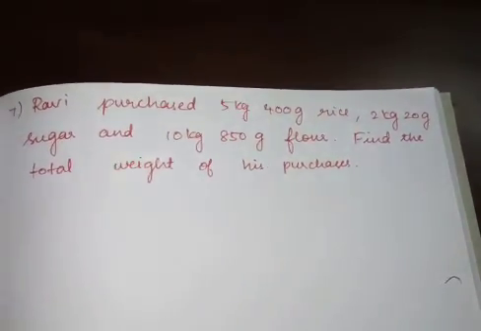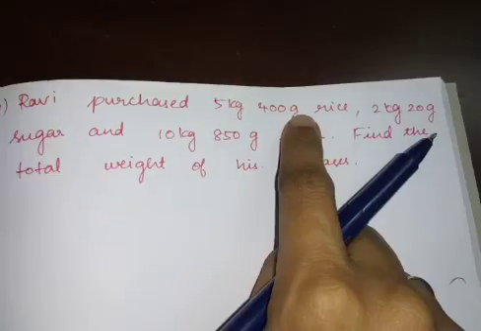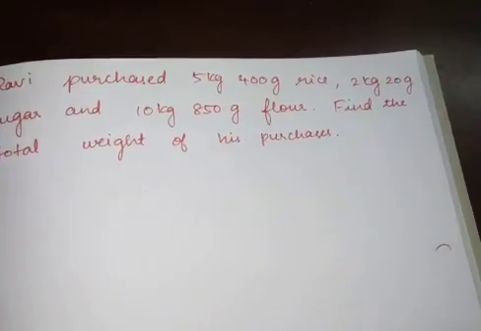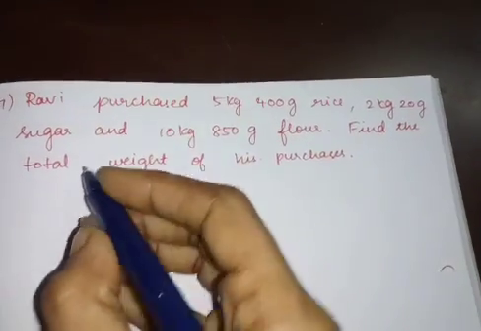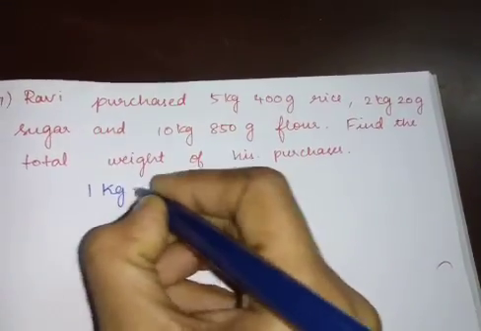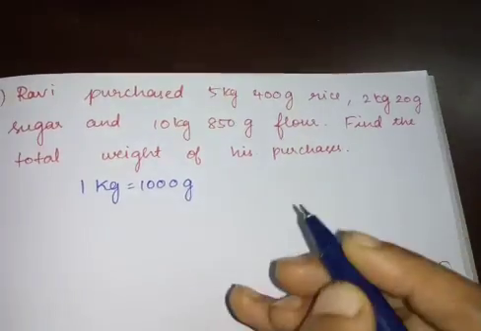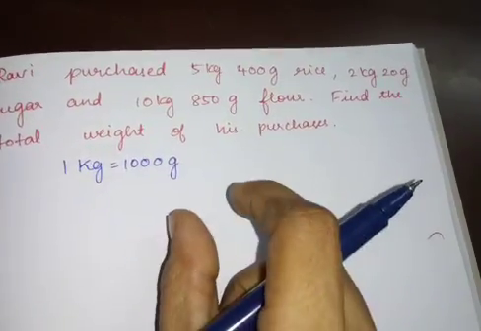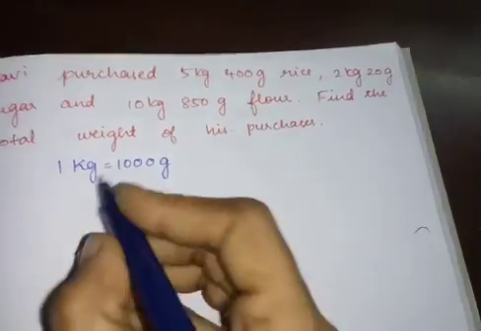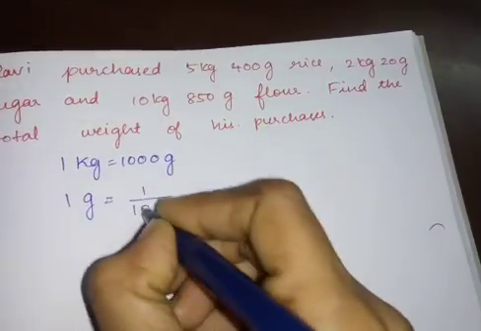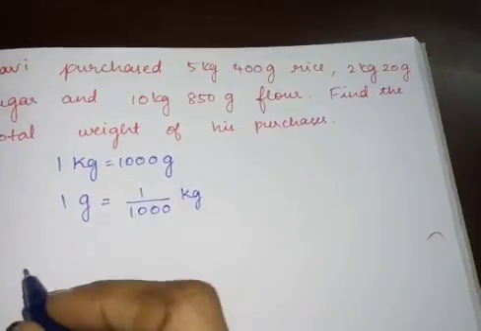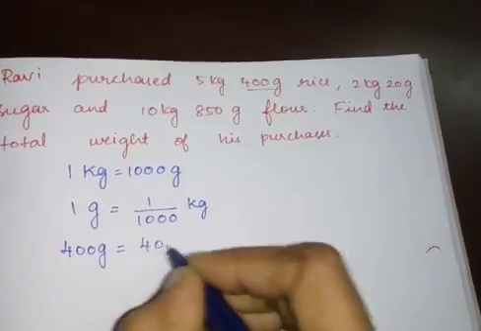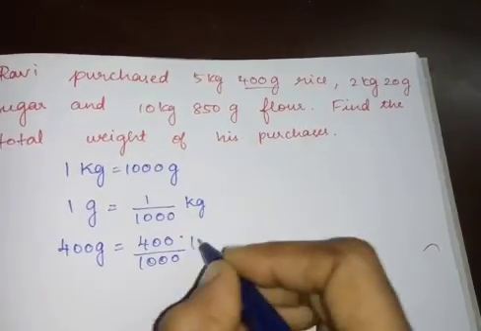Okay, so one is in kilogram, another is in gram, one is in kilogram, another is in gram. So we are supposed to convert everything into the same unit, right? So what's the relation between kilogram and gram? 1 kilogram is equal to 1000 gram. Yes, but we have to convert gram to kilogram because gram is the smallest unit, kilogram is the largest unit. So 1 gram is equal to 1 divided by 1000 kilogram. Okay, so what is the gram here given? 400 gram is equal to 400 divided by 1000 kilogram.